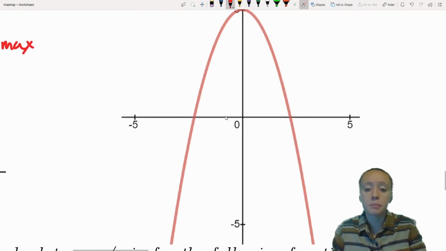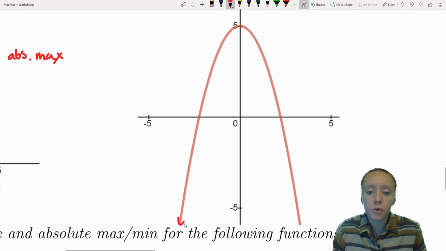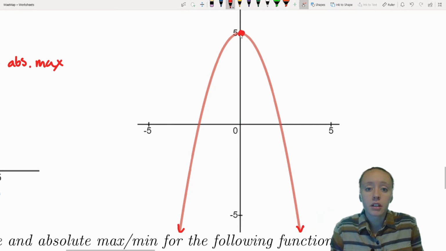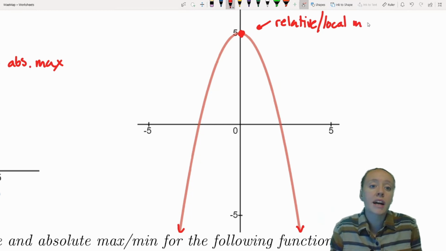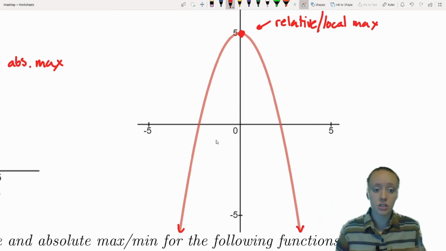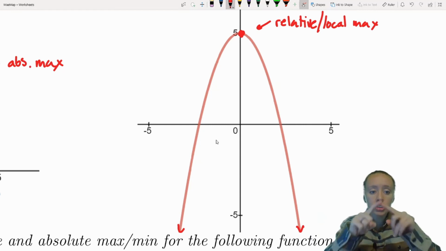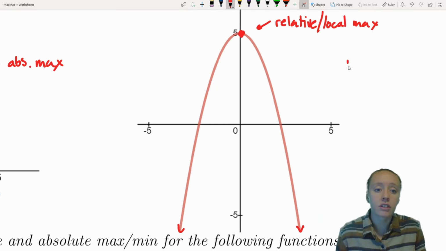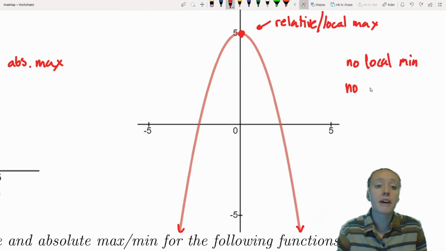Let's move on to our next picture, and this one I'll put my arrows, continues on. So I have a relative maximum, in other words, a local max at the point 0, 5. Do I have any local or relative minimums? No, because the function continues on towards negative infinity. And also because the function continues on towards negative infinity on both sides, not only do I have no local min, but I also have no absolute minimum.